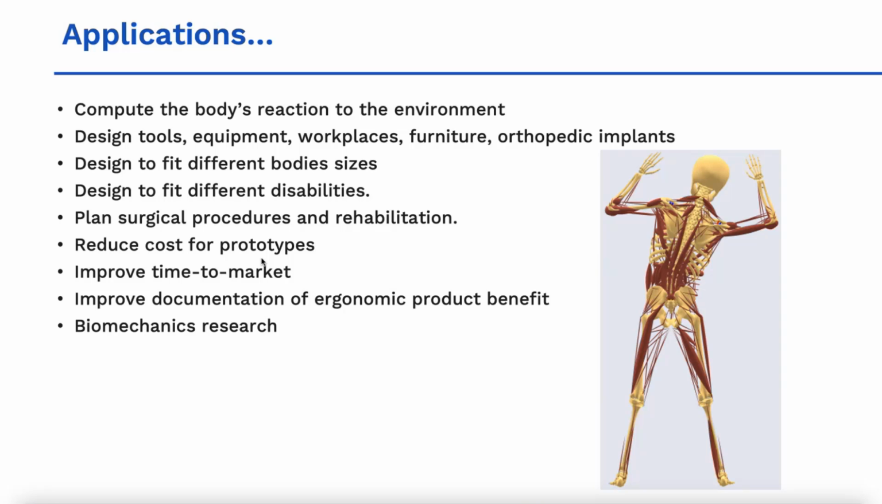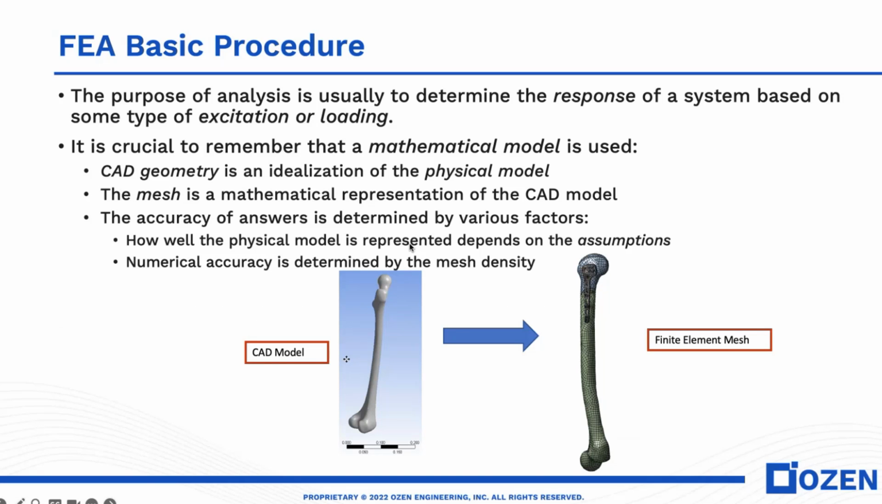And then we can also improve time to market by reducing prototyping costs. That's going to improve time to market, and also improve documentation for the product benefit. And it can also be used for biomechanics research. And so that's musculoskeletal simulation.